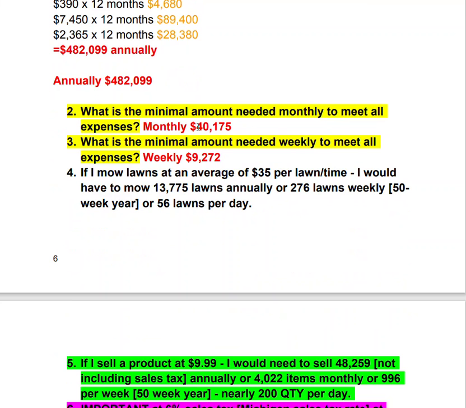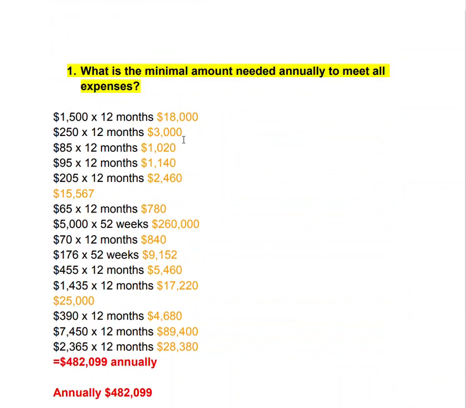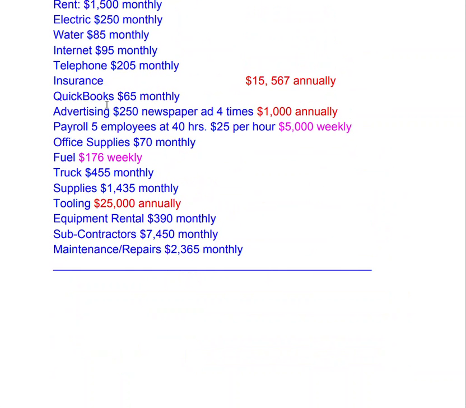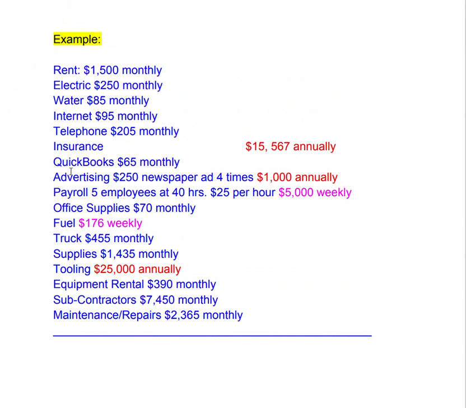Look at this. You notice in here, though, check this out. Payroll. 5 employees at 40 hours, $25 an hour. Well, that could just as well be you. It could be you and some other folks. Now, you can obviously reduce all of these to meet your specific circumstances. But you see what's happening here.